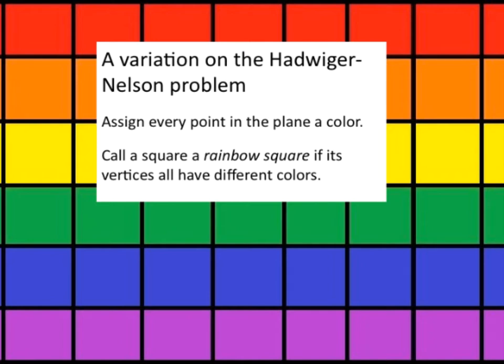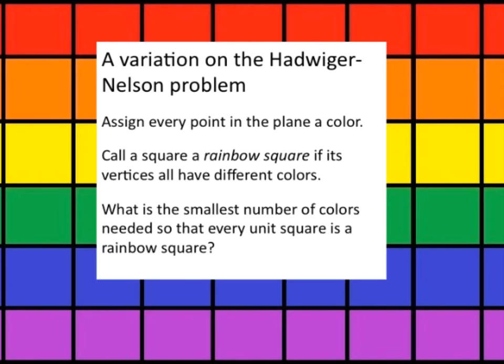Now, in math, when a question is too hard, we ask a different question. So here's a variation. What's the smallest number of colors you need to make every unit square, side length 1, a rainbow square? 4 different colors at each of the 4 corners. We'll come back to that.